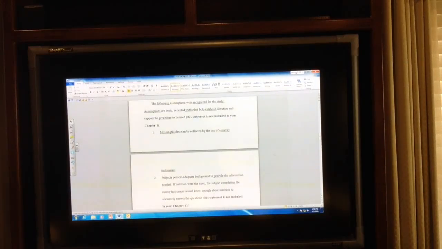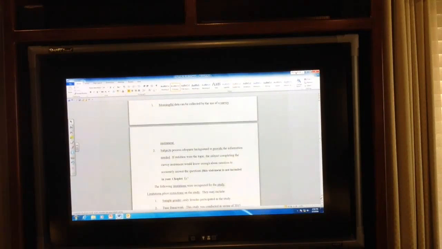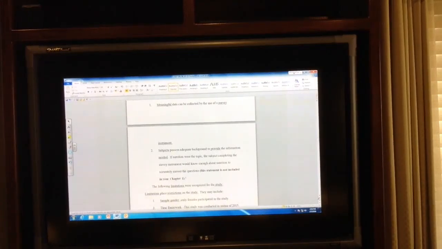The limitations provide a second kind of boundary. We begin with stating the following limitations were recognized for the study. Limitations place restrictions on the study. For example, if you are doing a study that only deals with women, then you might say that the sample gender, only females participated in the study. So right away, you've narrowed and put some parameters.